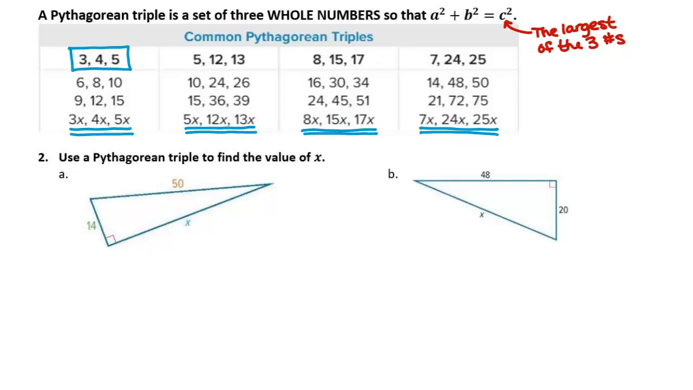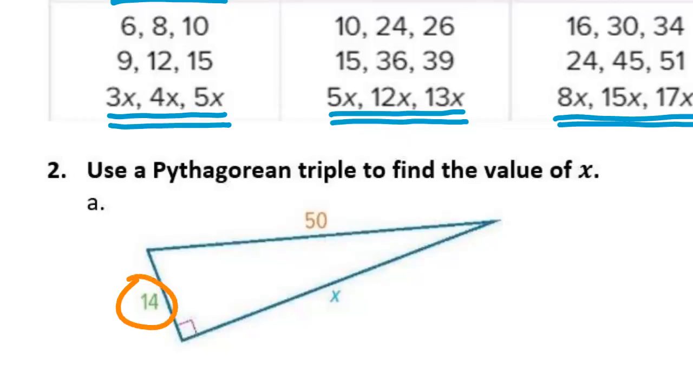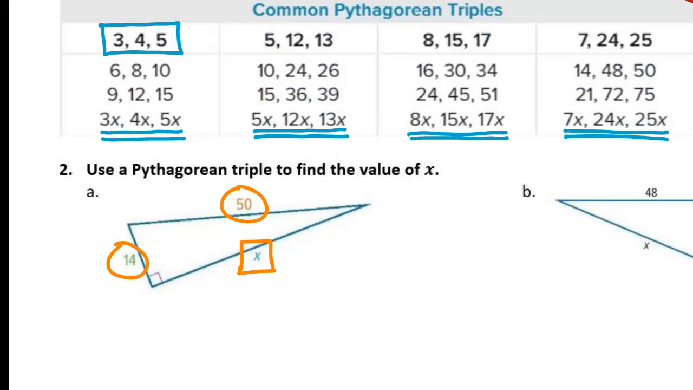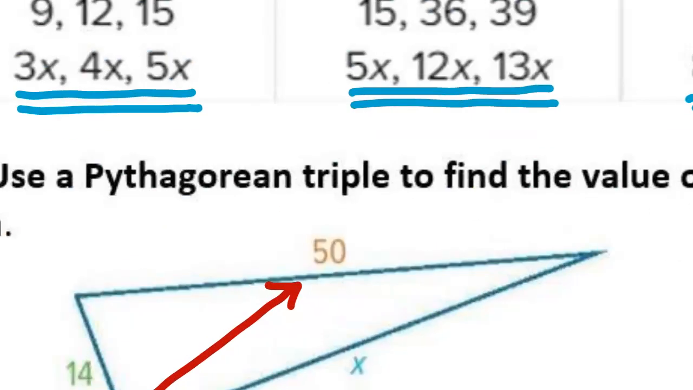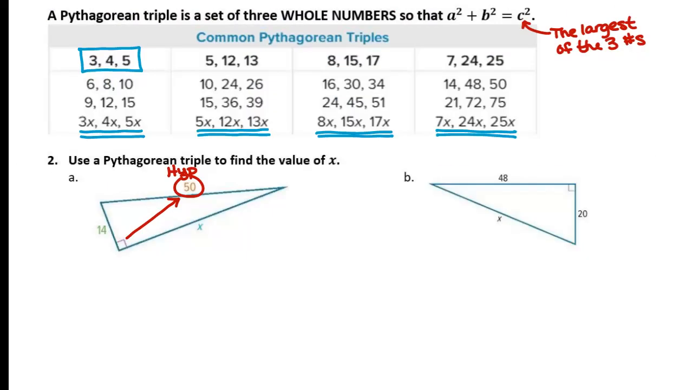So on number 2, part A, let's look at this. I have a 14 right here and a 50 right here, and we're trying to figure out what would go in for x. Well, what's the hypotenuse on this triangle? Which of those pieces, the x, the 14, or the 50, would be the hypotenuse? The 50 would be our hypotenuse. All right, so let's mark that.